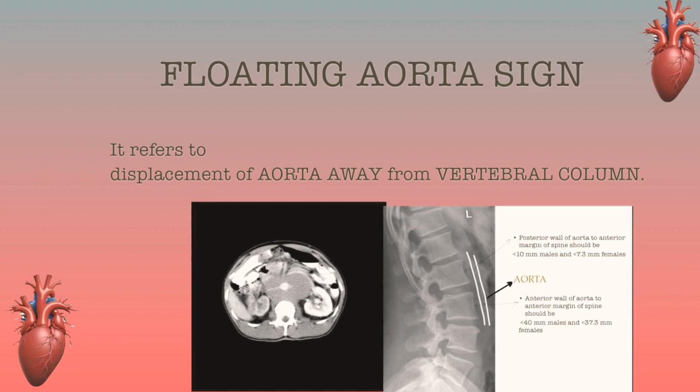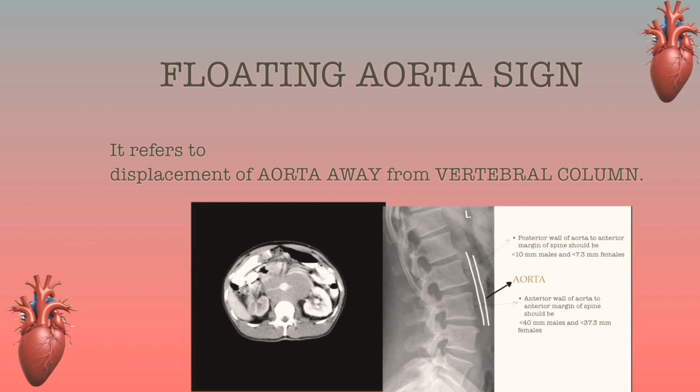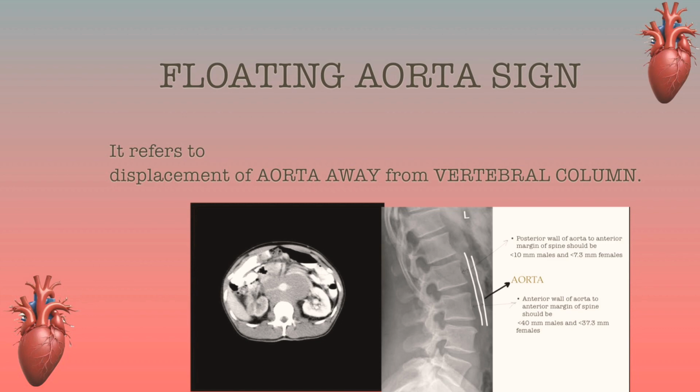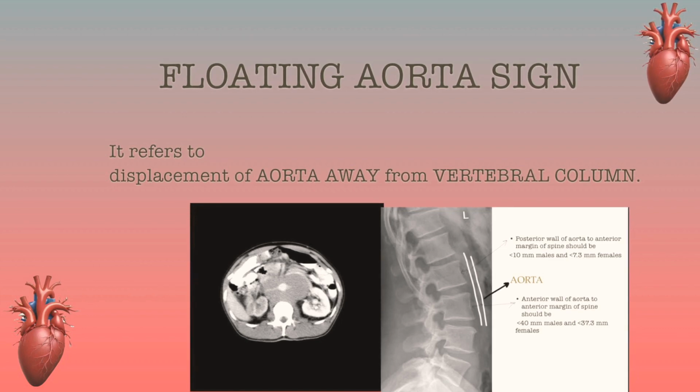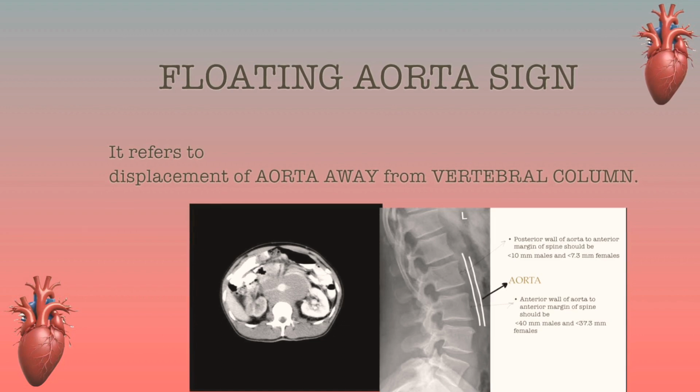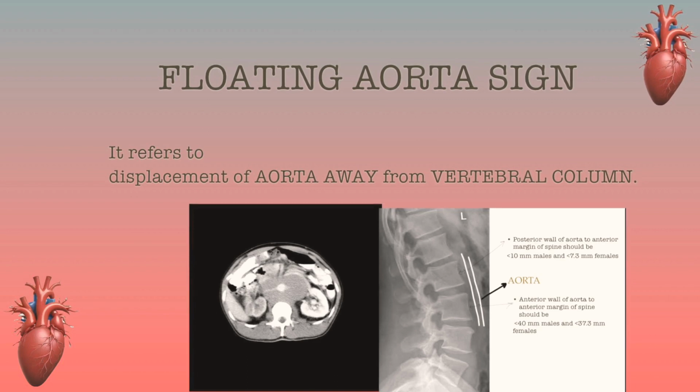So you have to tell, yes, we can suspect this entity on X-ray abdomen, more precisely on lateral lumbar spine radiographs, where we can measure the distance from anterior margin of spine either to the posterior wall of aorta or till the anterior wall of aorta, and there are specified cutoffs, 10 mm and 7.3 mm for posterior wall of aorta and 40 mm and 37.3 mm for anterior wall of aorta for males and females respectively.